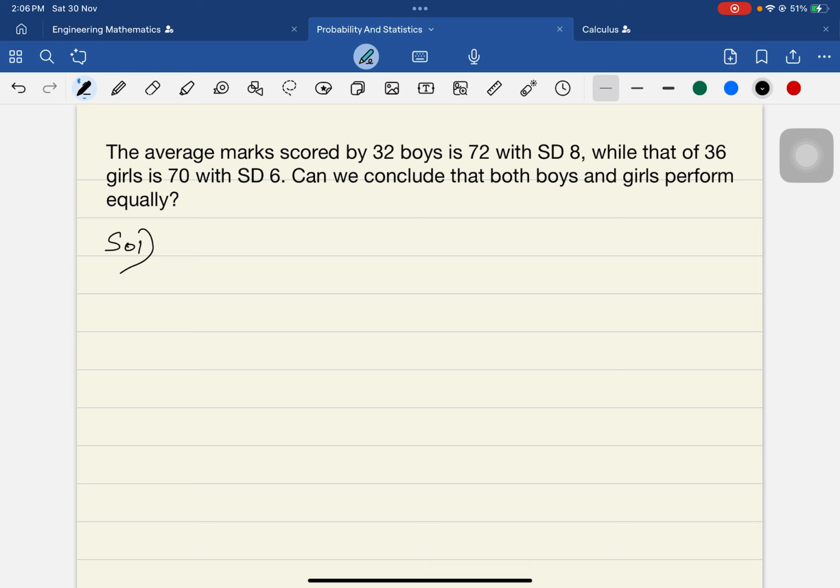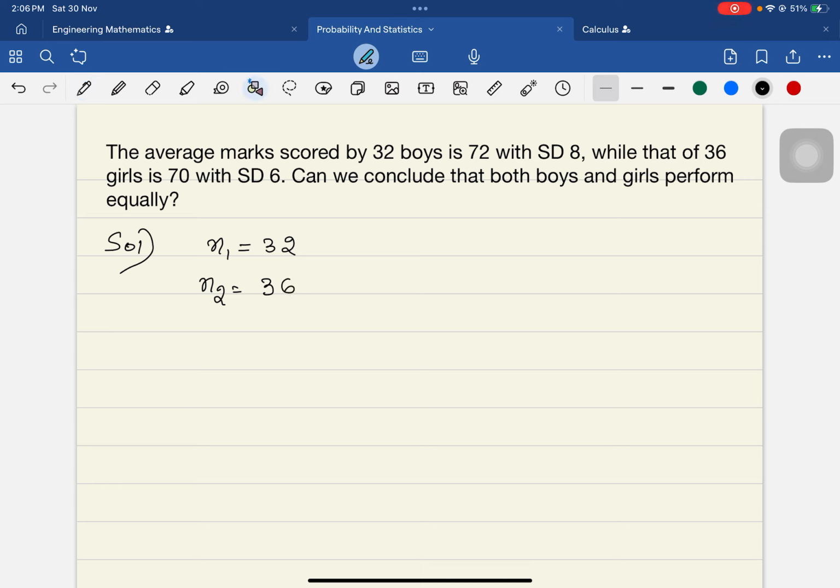So, what is given here? There are two samples. There are two large samples, you can say. And what are the large sample values? The sample size is what? N1 is 32. And the other sample size is what? N2 is 36. This is given.